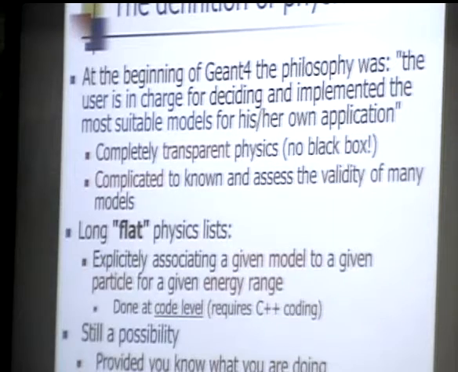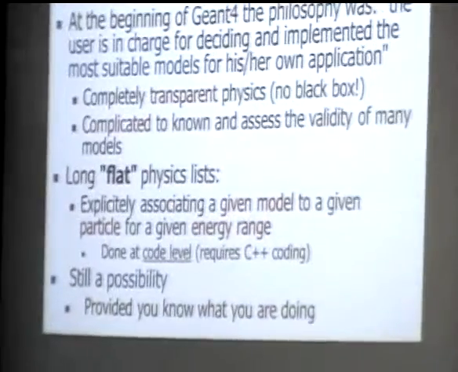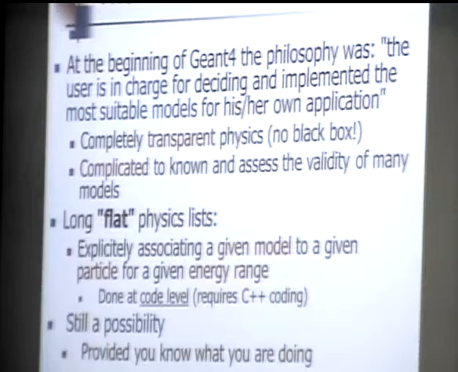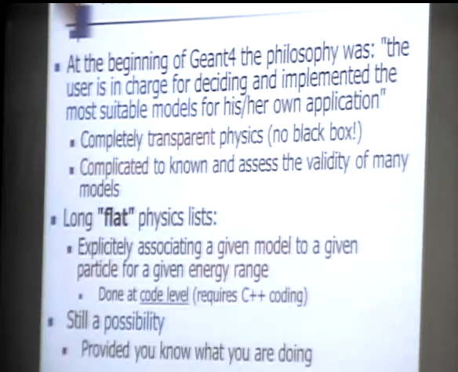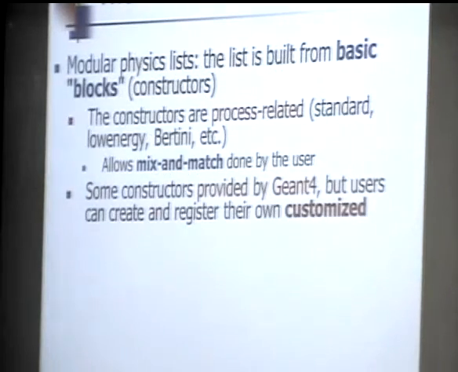So this ended up in what we call flat physics lists, in which you really have to attach to the gamma I want this, then to the proton I want this, and this. For each particle you have to specify the interaction that you want to be activated. This ends up in very, very long physics lists, in which you really have to define everything at the code level, so C++, particle by particle. This is still a possibility, of course. This is the maximum flexibility that you can get. But this is not what is advertised at the moment.